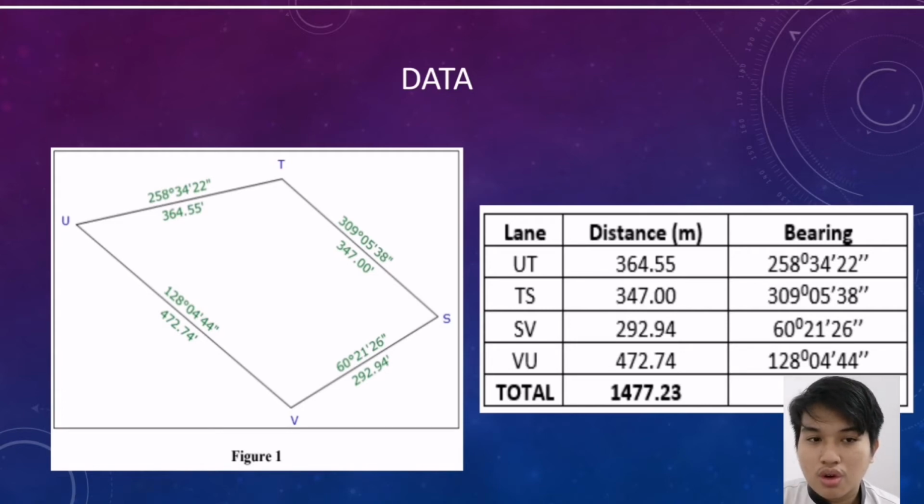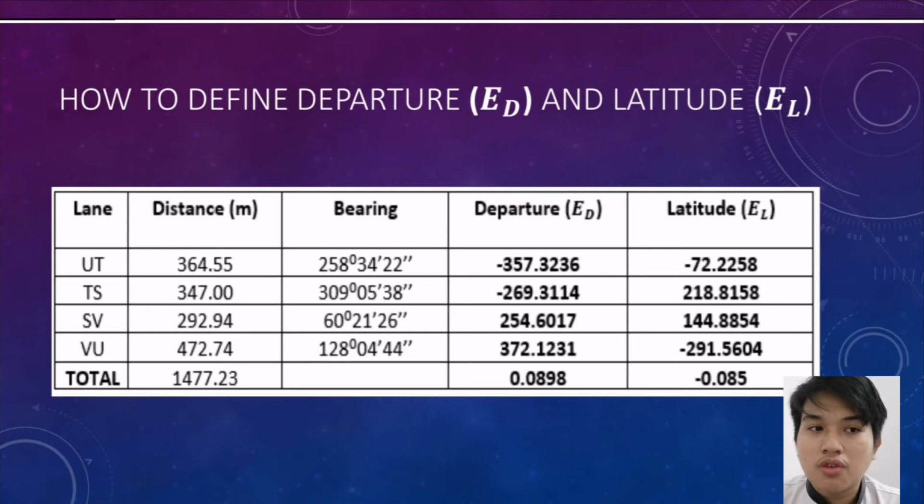TS distance is 347.00, bearing 309 degree 5 minutes 38 seconds. And so on. And the total distance is 1477.23. Now, how to define departure ED and latitude EL.